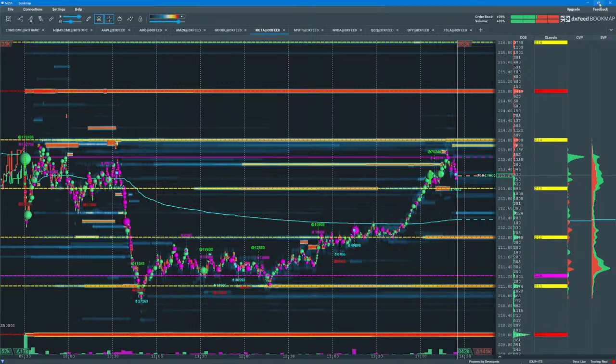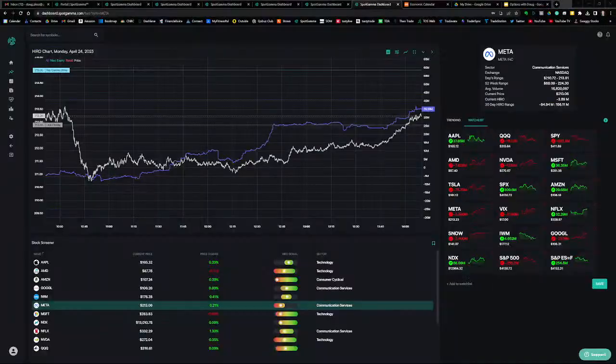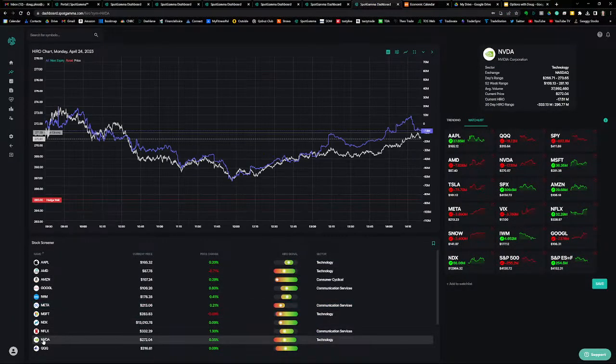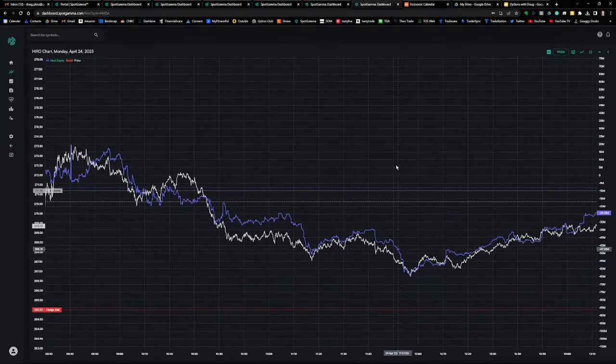All right, the next setup, let's take a look at NVIDIA. Good short setup this morning. Let's take a look at Hero. Go to NVIDIA. And as usual, there's a pretty strong confirmation between hedging flow and price action, shown here for NVIDIA.